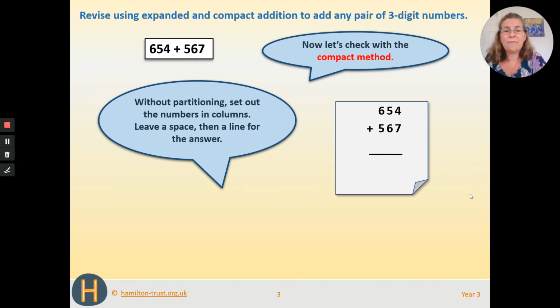7 add 4 is 11. 110 goes into the tens column and 1 unit goes into the answer column. That's 110 and 1 unit. So you put the 110 in the waiting area and the 1 unit in the answer area.